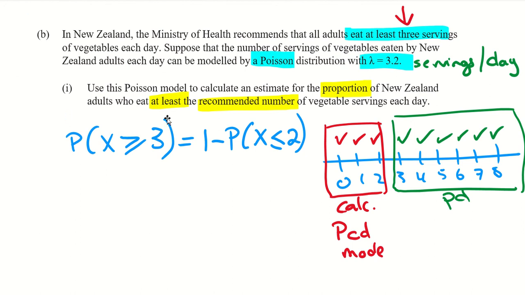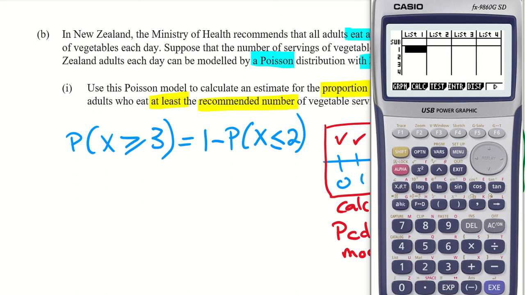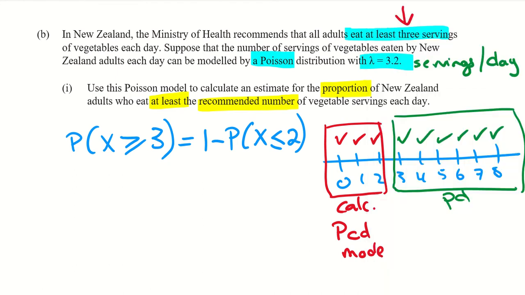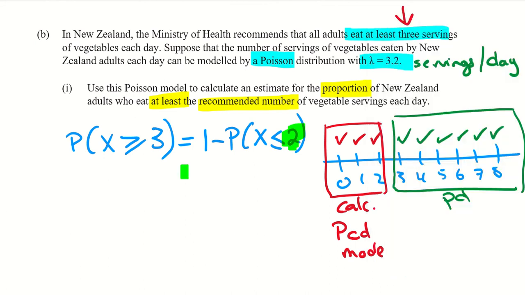So I am going to go to my calculator. I'm going to go into my stats mode, and I'm now going to go across and go distributions, find my Poisson distribution and the PCD mode. So my X value, well, that is this value here of 2. So I'm going to put in an X of 2, and my mean there, or the rate, is 3.2. And that gives me probability 0.3799.